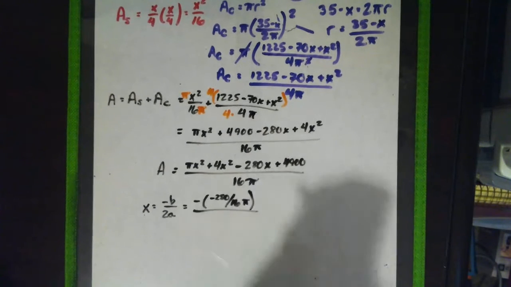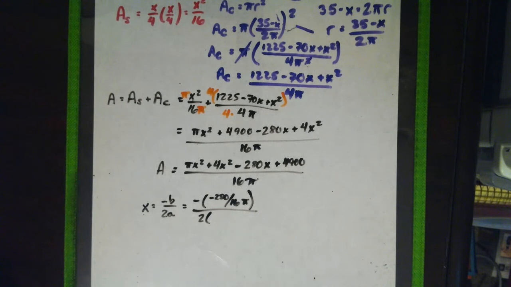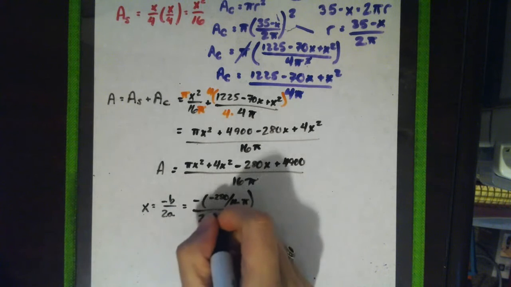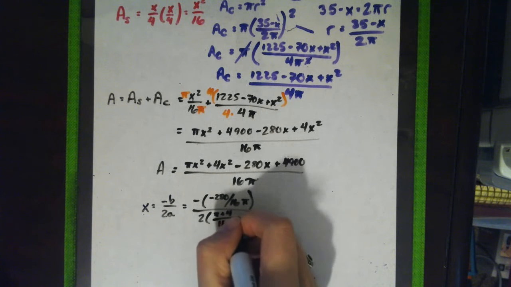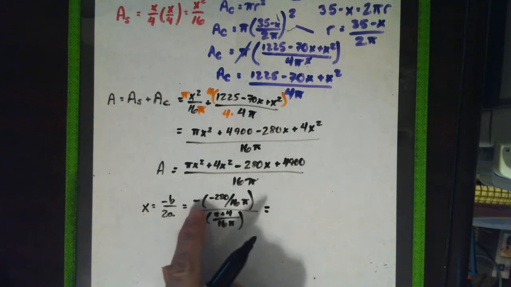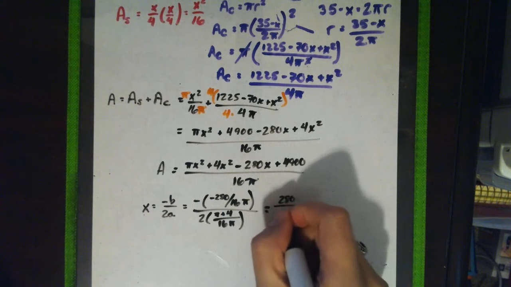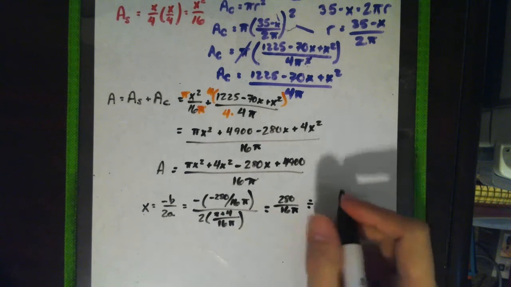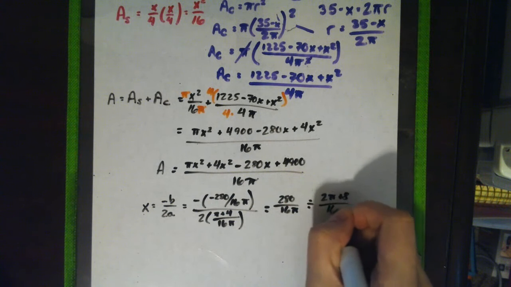So that's negative 280 over 16 pi over 2 times what a is. A is the coefficient on x squared. Well, we have pi and we have plus 4. So pi plus 4 over the 16 pi that is over as well. So let's see what we can simplify here. In my numerator, I have a negative times a negative, which makes a positive. So I have 280 over 16 pi. That is divided by, if I distribute my 2 through, then I have 2 pi plus 8 over 16 pi.